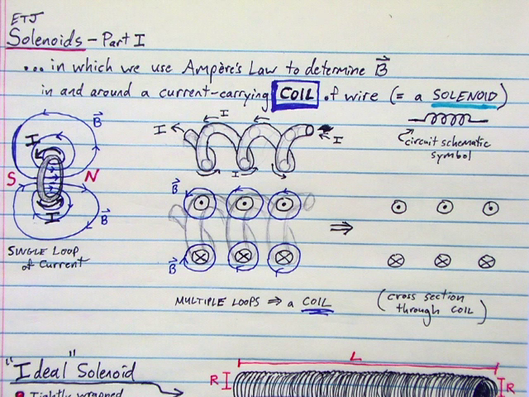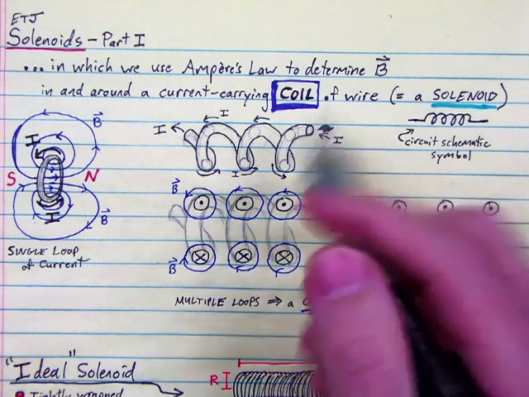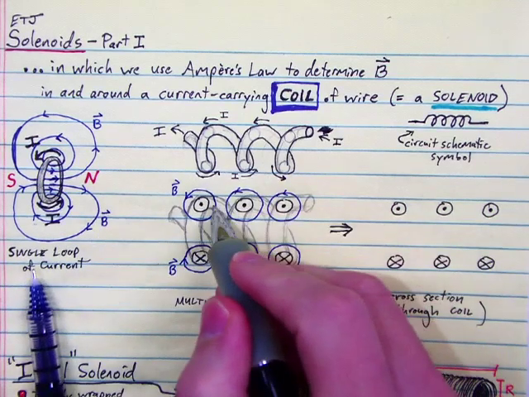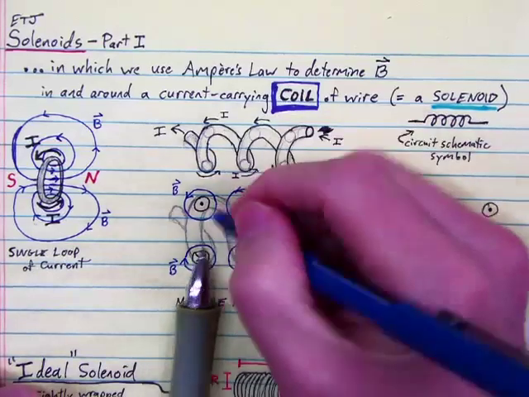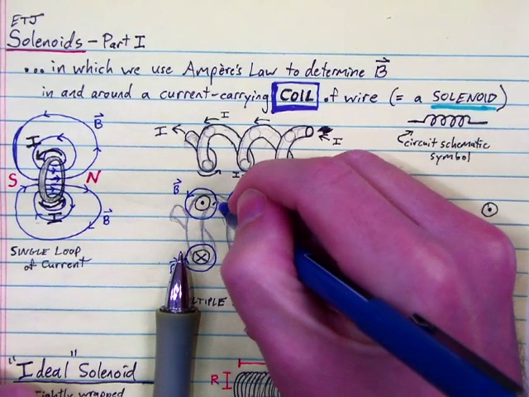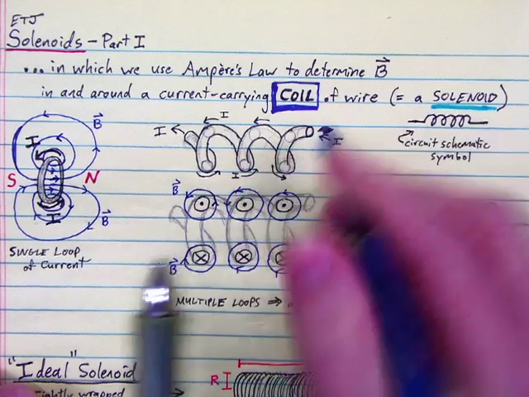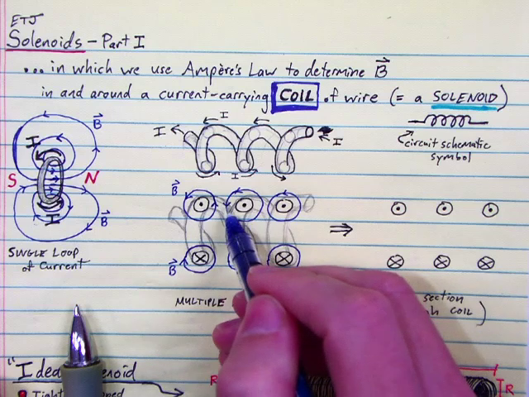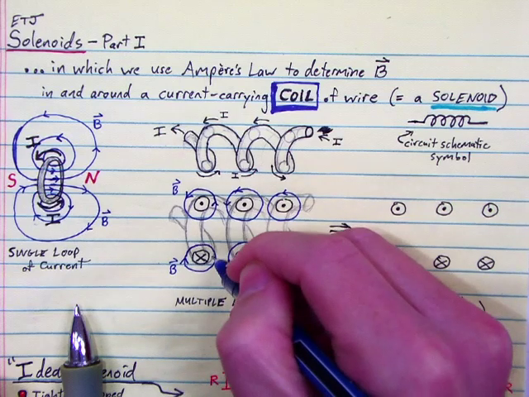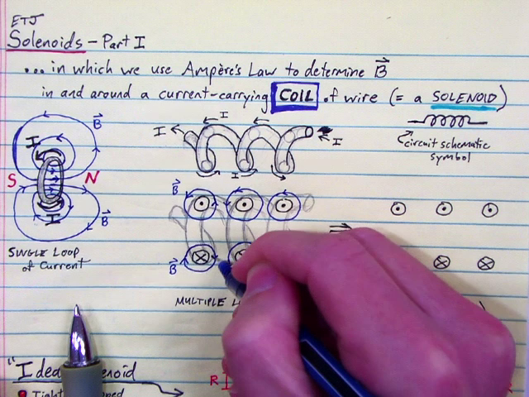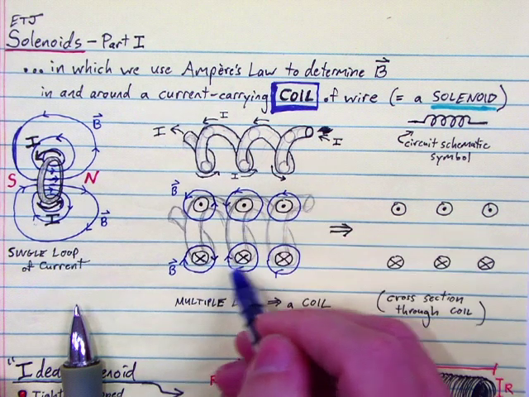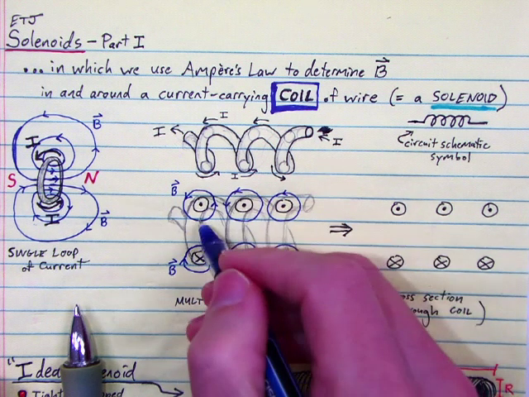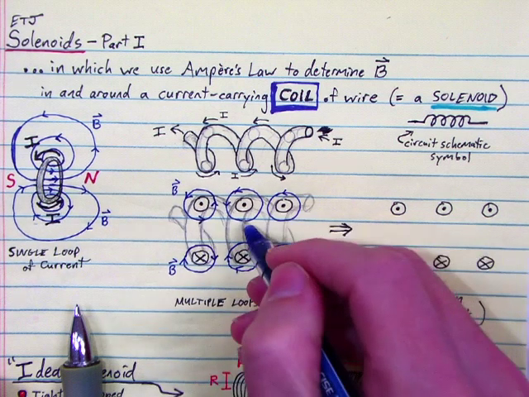I want to look at these regions where they are going to be overlapping. So here, in between these two, we've got B field up and B field down. It looks like we're going to get cancellation in between here. Likewise, down here, B field down and B field up, we get cancellation in the spaces in between.